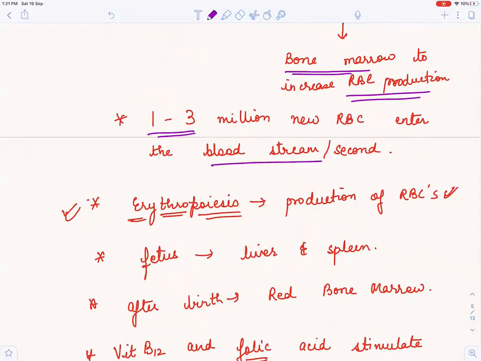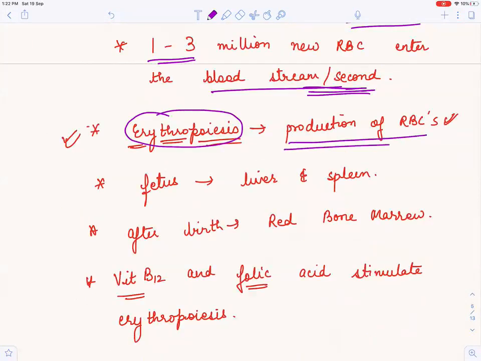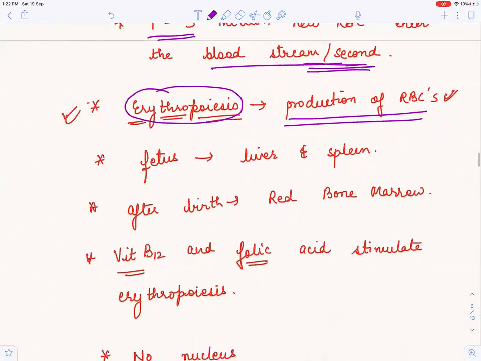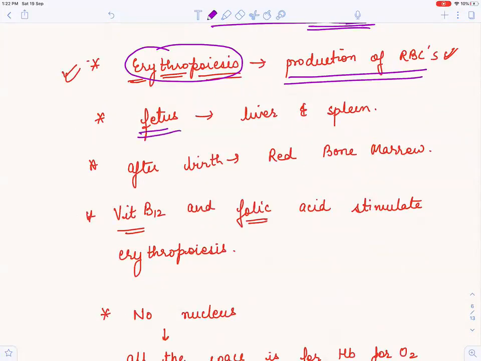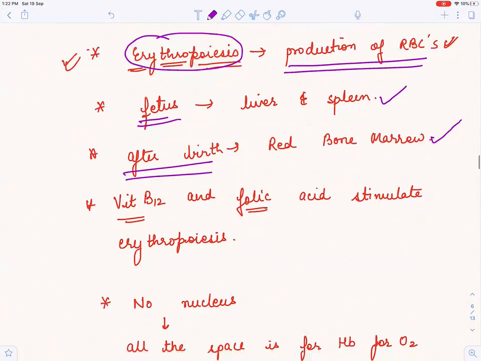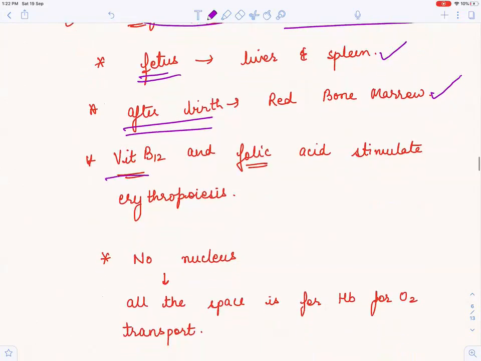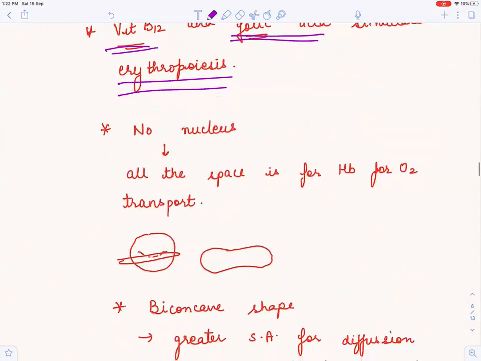Then we saw what is this word, erythropoiesis. Erythropoiesis is production of RBC, and this erythropoiesis in fetus takes place in liver and spleen, and after birth it takes place in the red bone marrow. Vitamin B12 and folic acid are very important in erythropoiesis. Then we saw that there is no nucleus, it is anucleated.